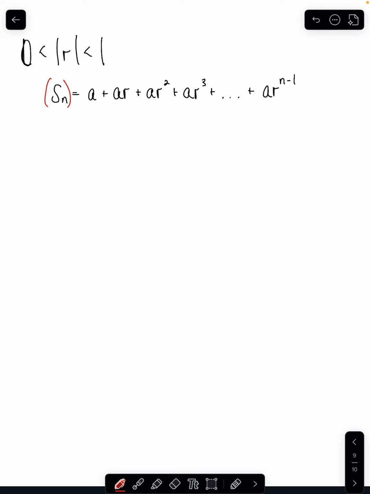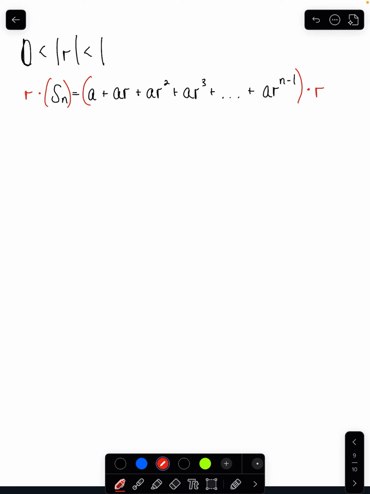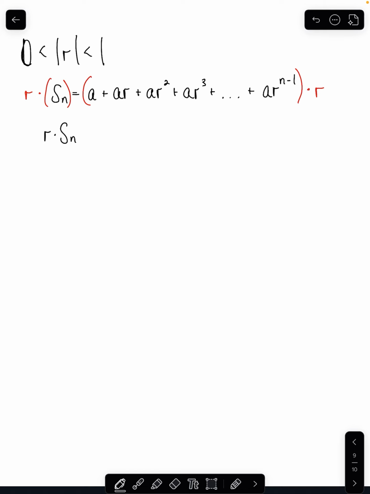Now, with a little bit of creativity here, I'm going to take this equation and multiply both sides of it by r, so that what I have here is r times s sub n. When I distribute the extra factor of r on the right side, all it's going to do is increase the power of r on each term by 1, because it's simply introducing one more factor of r on each term. This results in the last term of my partial sum now being a times r to the n.